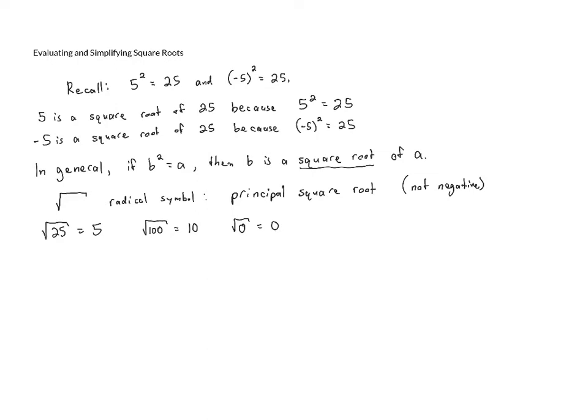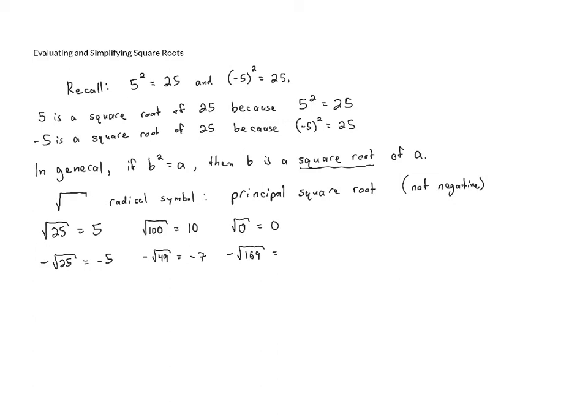If we want to talk about the negative square root of a number, we can put a negative in front of the radical, and this means we want the negative square root. So here, the negative square root of 25 is -5. The negative square root of 49 is what? -7, because we know 7 squared gives us 49. What about the negative square root of 169? Can you think of a number that we can multiply by itself and end up with 169?